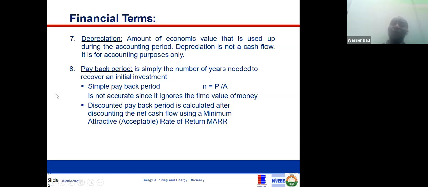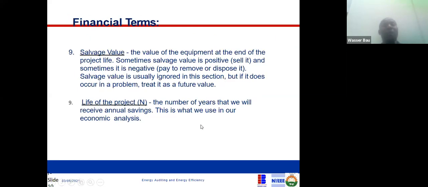So we now use what we call the discounted payback period. This is calculated after discounting the net cash flow using the minimum attractive rate of return. You call it attractive or you call it acceptable. So the minimum acceptable interest for which I will accept to invest.